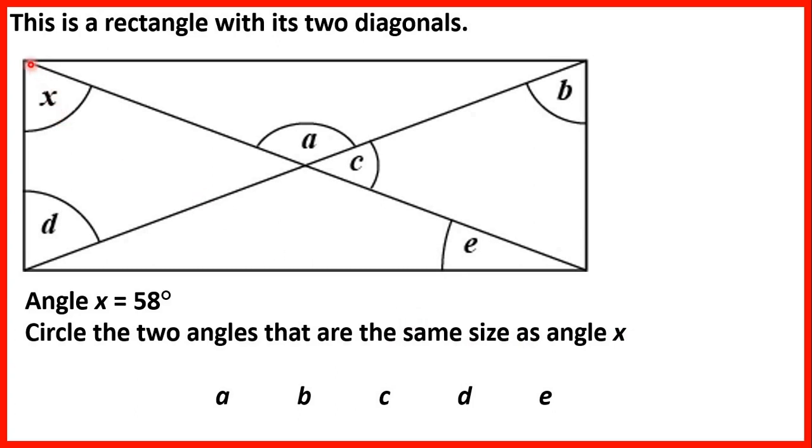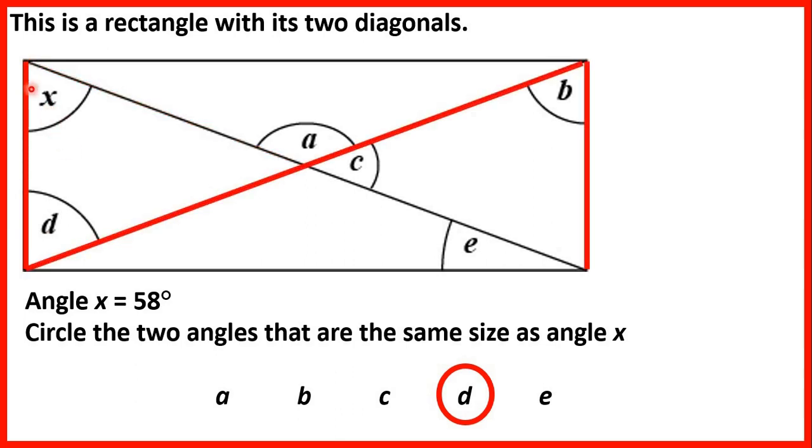So we can see that this line here is the same length as this line here. So we have an isosceles triangle. And with isosceles triangles, we have two angles of the same size. So the angle that's different will always be opposite the side that's a different length with an isosceles triangle. So that means angle D is the same size as angle x.